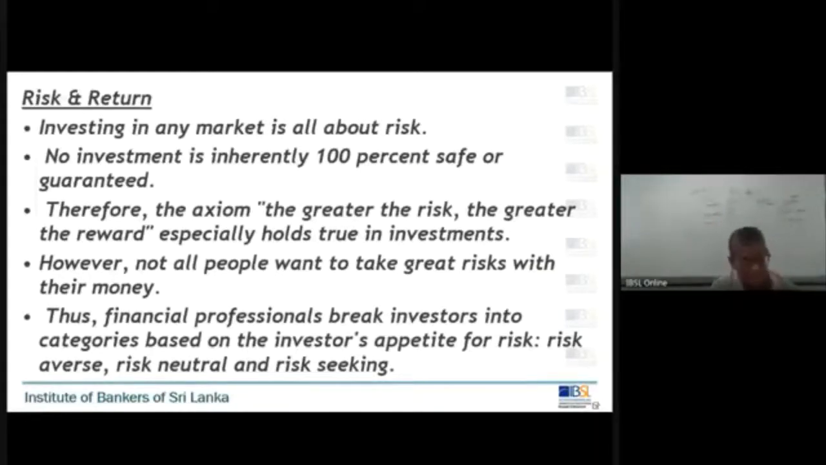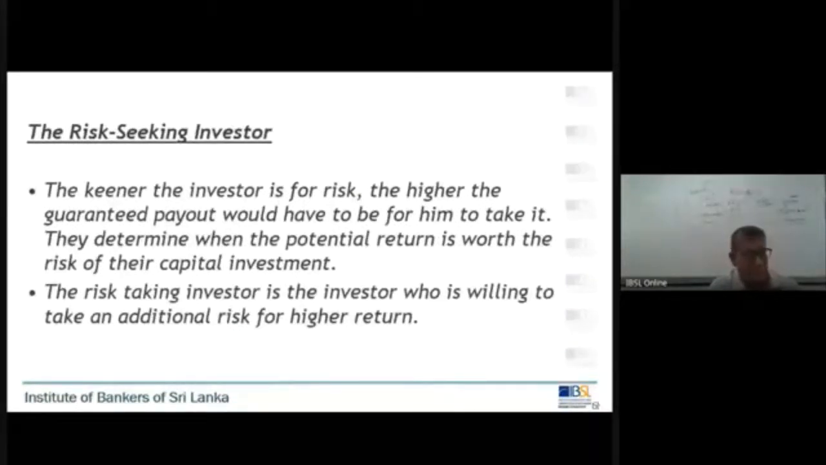Right. Now let's look at some features of the investor we call the risk seeking investor, that means risk lover. The keener the investor is for risk, the higher the risk, but it's a principle, the higher the return. So a risk seeker is always going to invest their money in a high risk, high yield instrument. The risk-taking investor is willing to take additional risk for higher return. Another way to say it: the risk lover has increasing marginal utility of income.